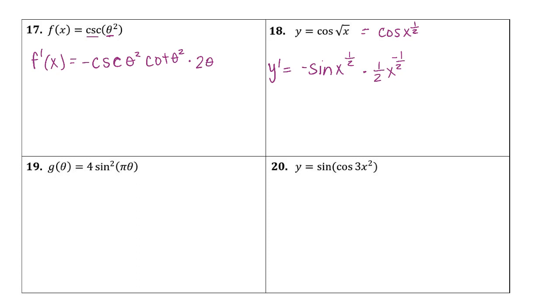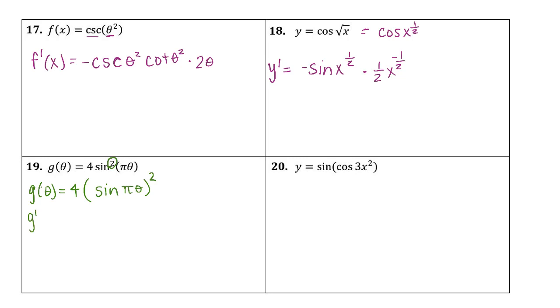Now 19, we have to be careful because here we have an exponent on that trig function. So that's going to change things a bit. And I'm going to rewrite this so that I have 4 is just that coefficient. So don't do anything with it. Just let it sit there. Sine of pi theta all squared.